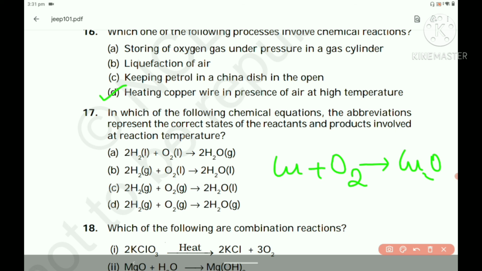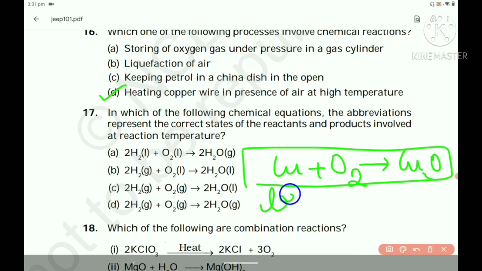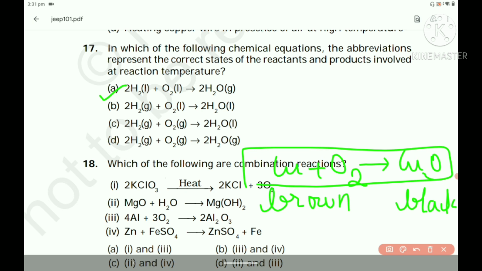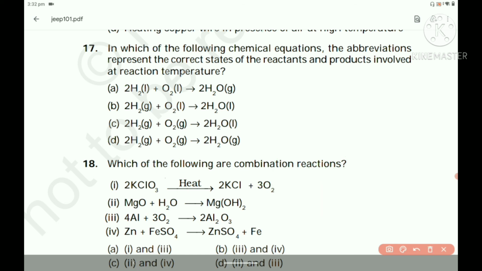Right, it will form copper oxide. So from brown color, it's getting converted into a black form. So a chemical reaction is involved, a combination one. Do you remember how to get this back? You have to add hydrogen. Do you remember? You'll get copper and water. It's that only.